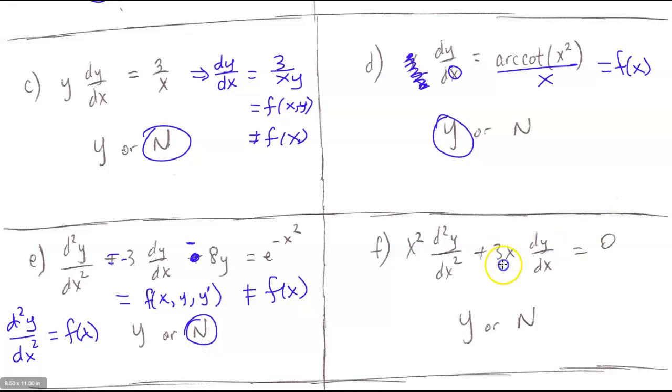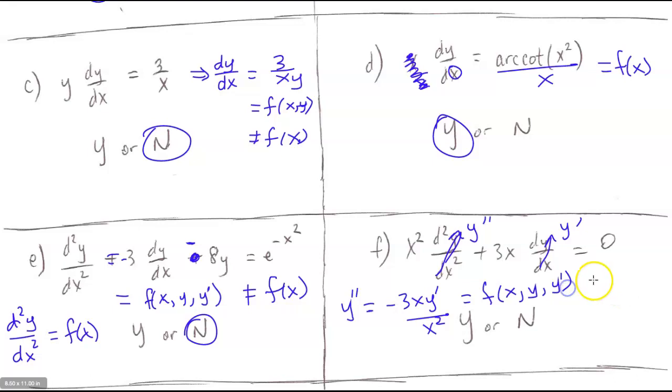All right, so for this last one, same kind of thing. We could rewrite this, and let's say if I just rewrite this as y double prime, this is y prime, then what I would end up with is y double prime is equal to -3x y prime, all that divided by x squared. And of course, this would be a function of x, y, and y prime, which is not a function of x. So we would not consider that to be directly integrable.